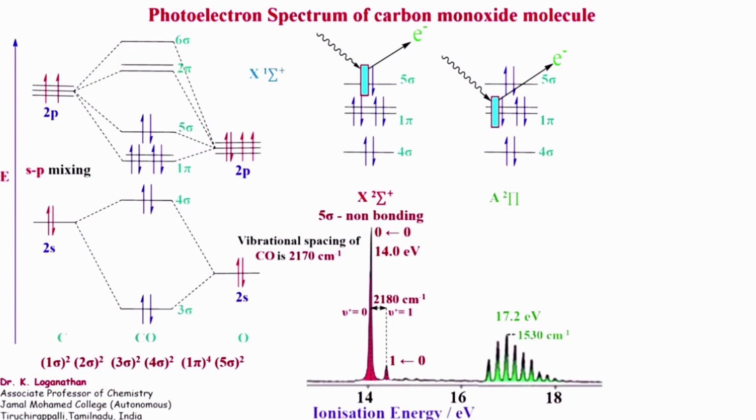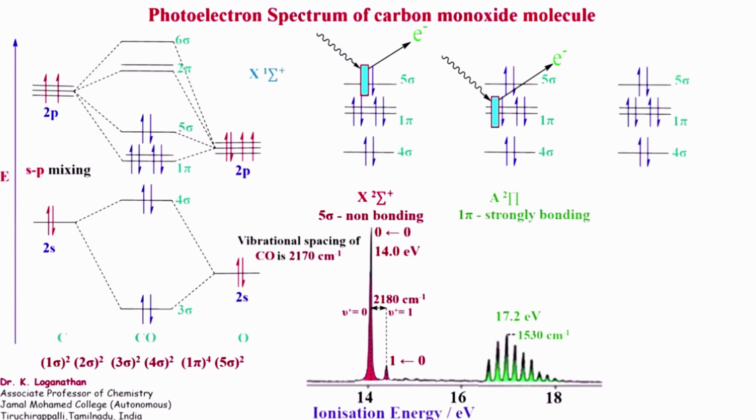1530 centimeter inverse. There is a large decrease in vibrational frequency from 2170 centimeter inverse of carbon monoxide upon ionization to the first excited state of the ion. It shows that the electron is removed from a strong bonding orbital. Therefore, the 1π orbital is a strongly bonding orbital.